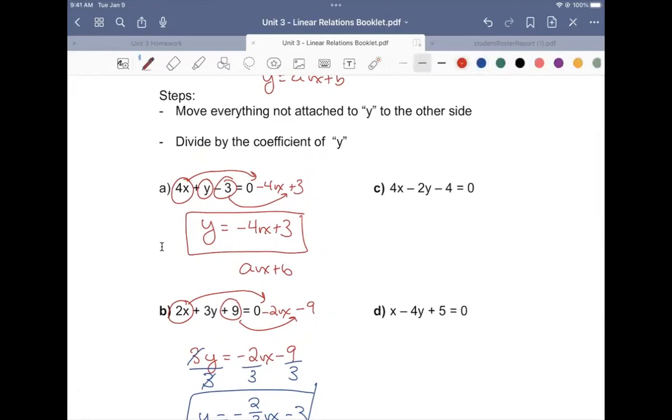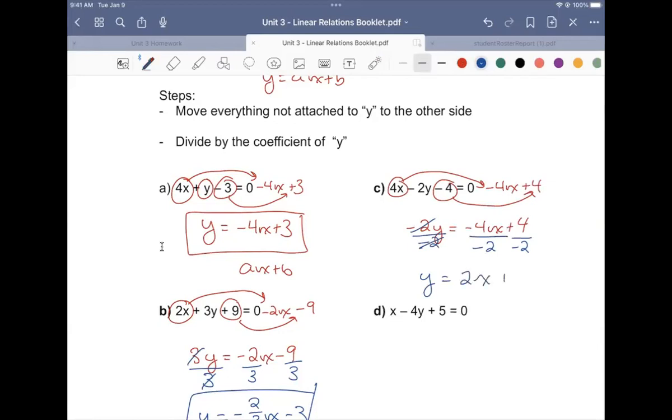If I come up to C, I have 4x minus 2y minus 4. So again, I'm going to bring everything that is not y over. I will get negative 4x plus 4. So I will get negative 2y equals negative 4x plus 4. I now want to divide everything by negative 2 to get rid of that. Negative 2, negative 2, and I will get y is equal to, remember, negative 4 divided by negative 2 is just going to give me positive 2x.